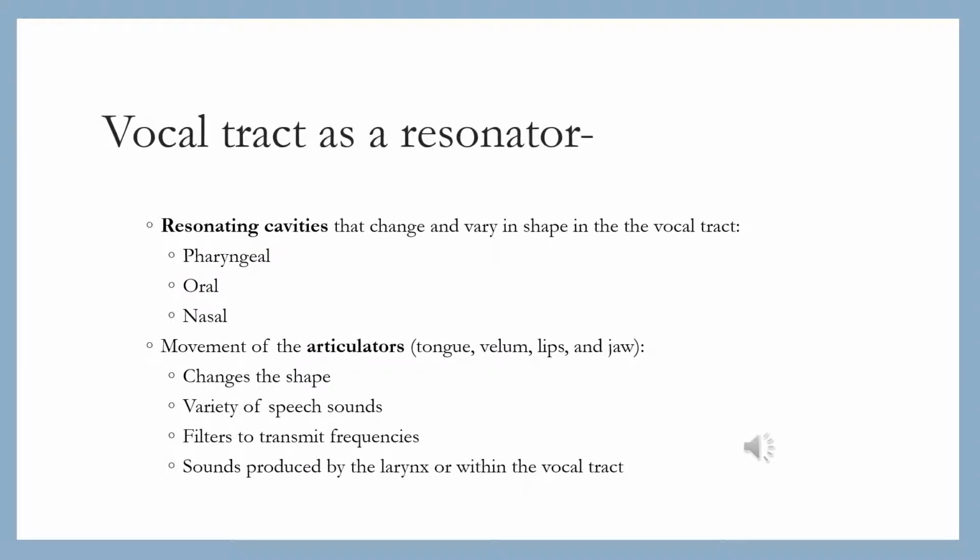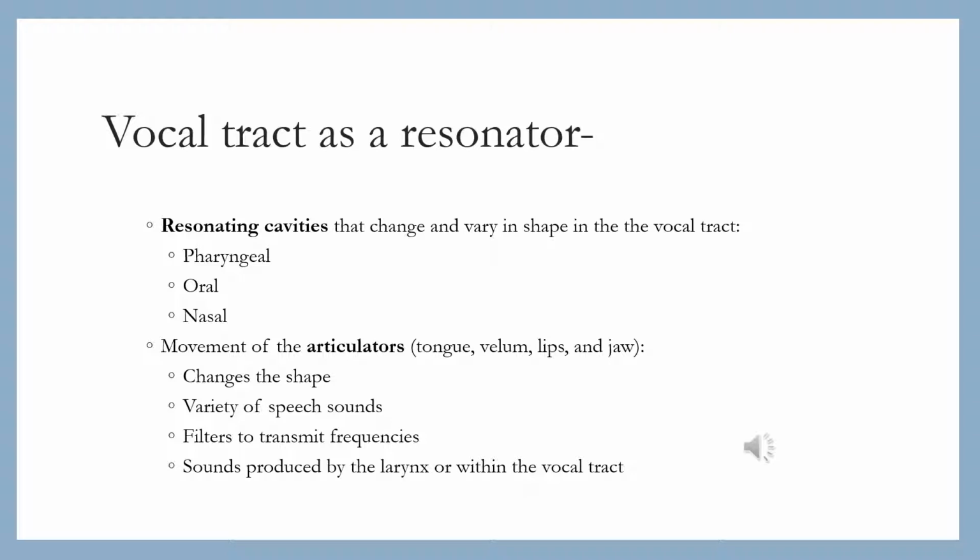So now that we've gone over what a resonator is, what resonance is, and what a resonating frequency is, we're going to talk specifically about the vocal tract as a resonator. As mentioned before, the vocal tract has resonating cavities that change and vary in shape. The cavities I mentioned before are the pharyngeal, the oral, and the nasal cavity, and those can vary in shape to create different vowels and consonants.